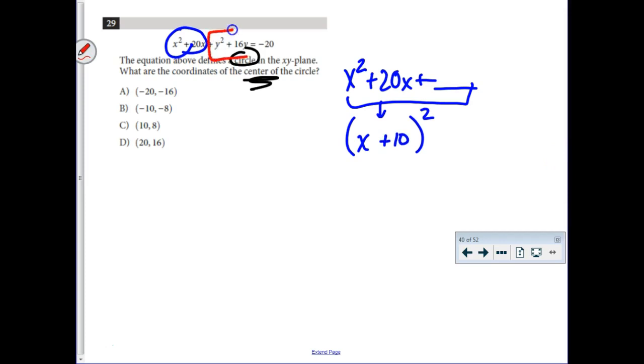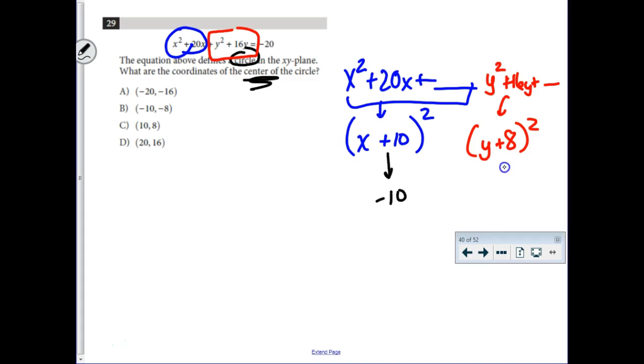And then similarly for the y's, if I did the whole problem, I would have had plus 16y plus blank. I would have had blanks on both sides. It would have been a good mess. But if I shift this down into the factored form, this would have factored into y plus half of this, which is 8. So one more thing you have to be careful about. Remember, in the circle formula, you have built-in negatives. So where's the center location? Negative 10 and negative 8.